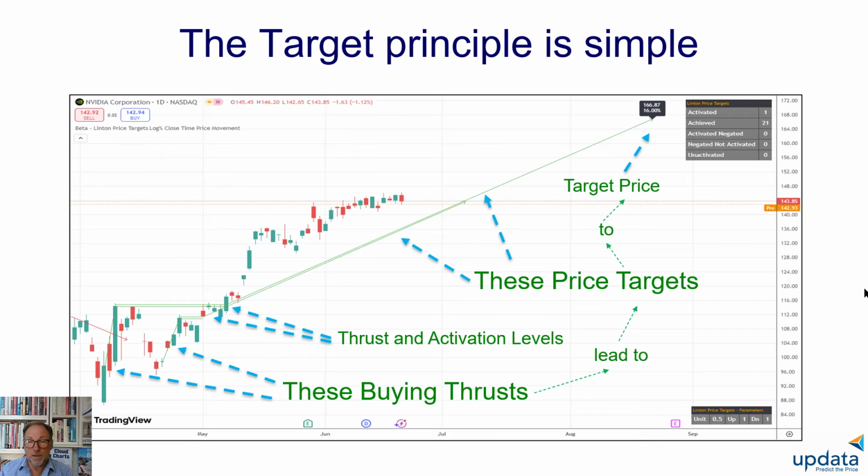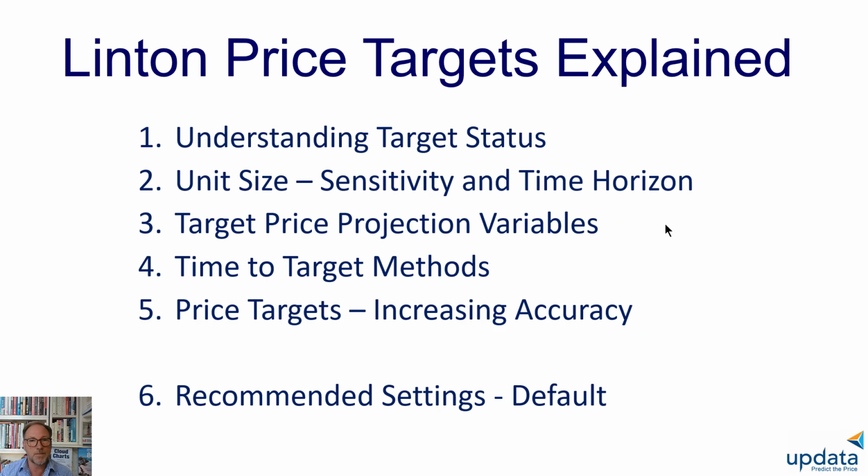So the target principle is really very simple. On your TradingView, when you see these buying thrusts, those buying thrusts are leading to these price targets. So these buying thrusts, and then through the activation levels, so they're drawn as twin lines there, those are the thrust targets to these target prices. That's where these come from. So it's just an old technique reimagined onto your charts.